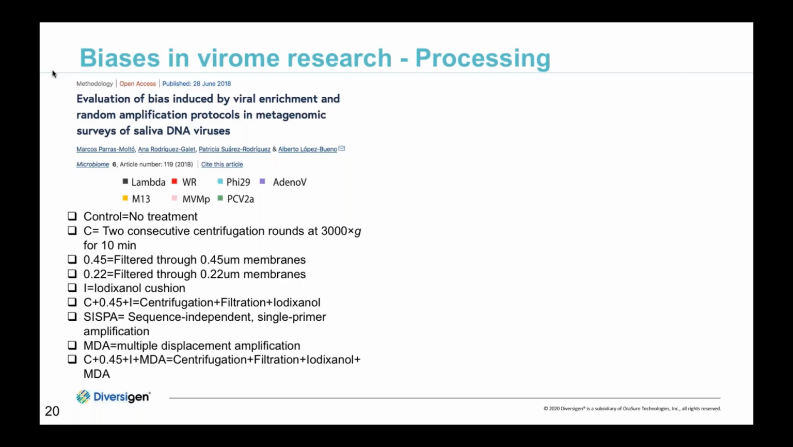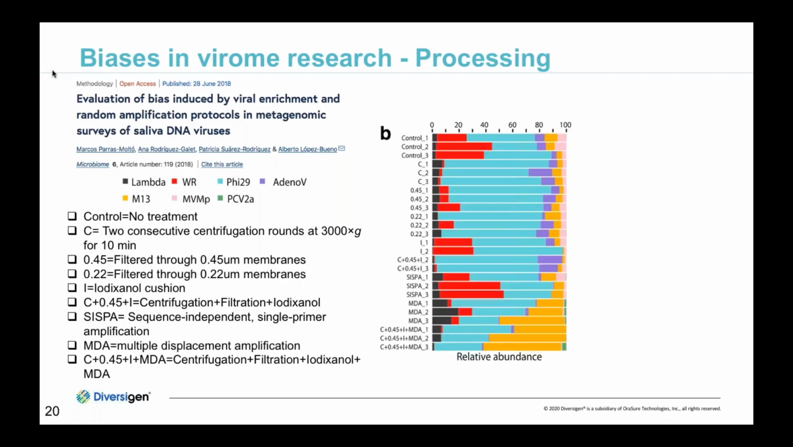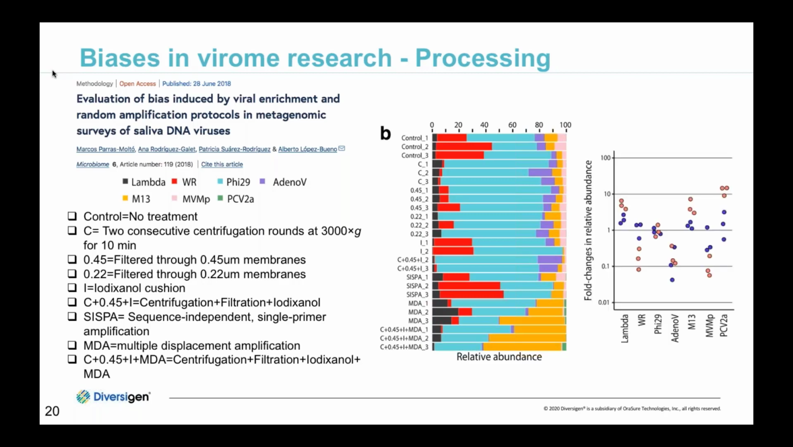I know it is a very complex study, but a couple of things stand out from the results. First, when using a centrifugation step, the vaccinia virus, here shown in red, seems to be reduced, and similar results were noted when applying a filtration step through 0.45 micron membranes. One of the other things that stand out is the overrepresentation of the single-stranded DNA virus M13, here shown in orange, when using the multiple displacement amplification method, or MDA.